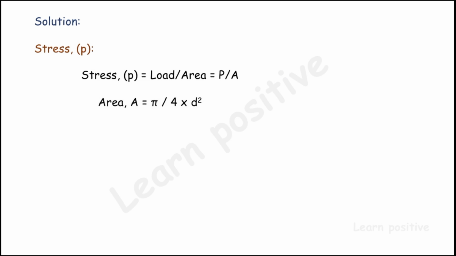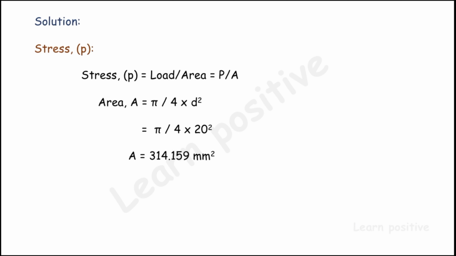Now we are going to see the solution. First we are going to find stress. The formula of stress is load by area, that is capital P by capital A. In this we know the load as given and we don't know the area of the circular rod. So first we have to find the area of the rod. Area, capital A, equals pi by 4 into d square. Now I am going to substitute the value of small d, the diameter of the rod, 20 mm. So pi by 4 into 20 square. The answer is 314.159 mm square. This is the value of the area of the circular bar.